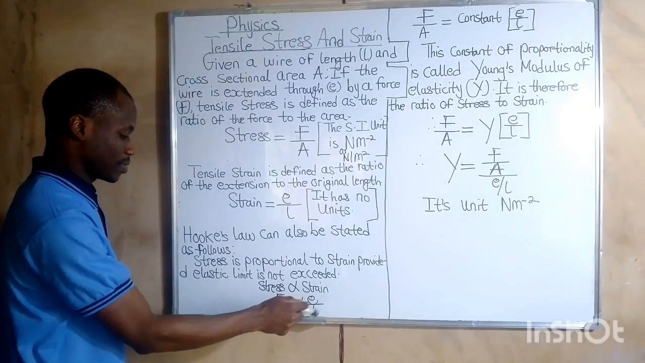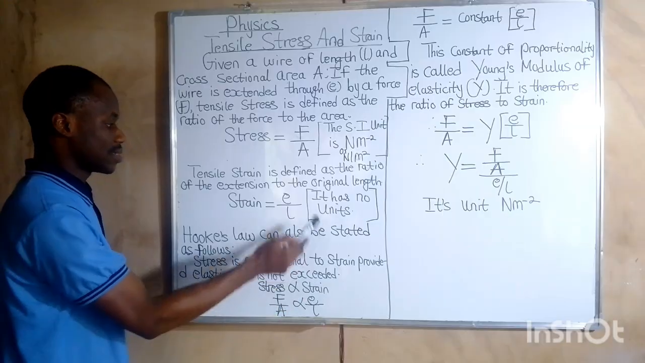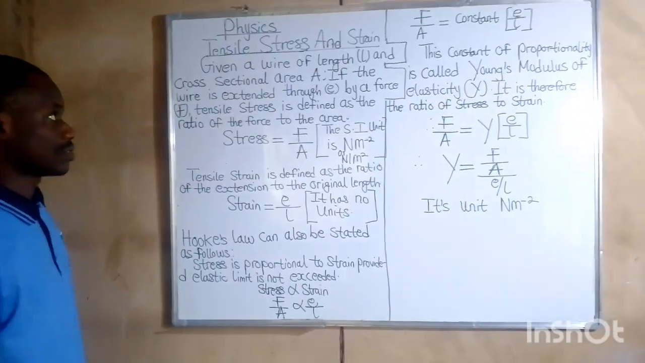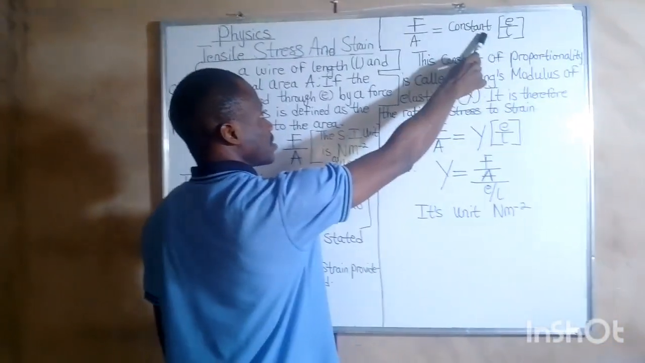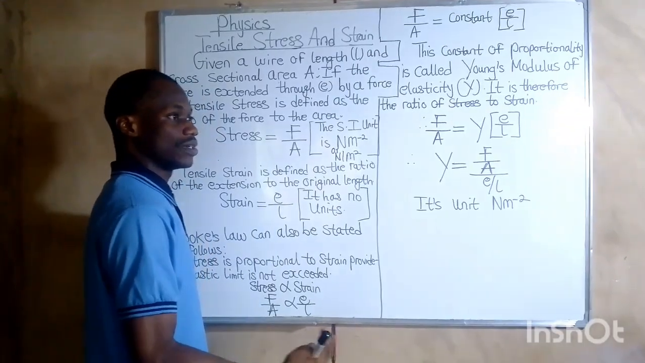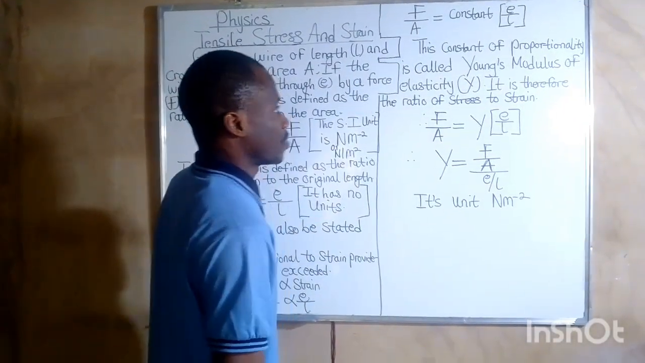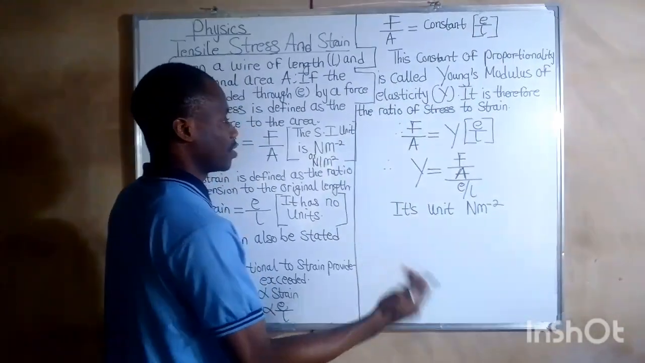If you look at the other side, you'll see we started the calculation from here. Stress is directly proportional to strain. Formula for stress is F over A, strain is E over L. So if you do your calculations properly, F over A is equal to a constant, because you always have a constant to show the variation of the proportionality. When you do mathematics variation, there must be something to show the variation.